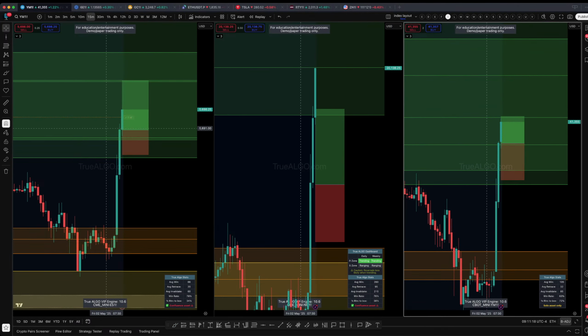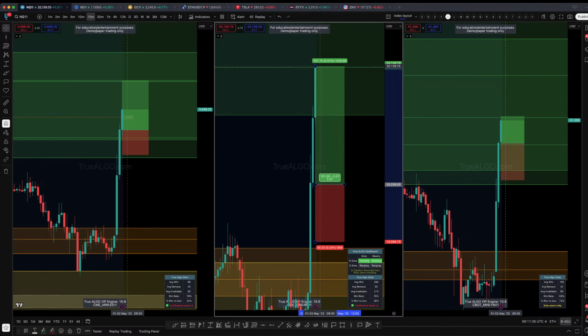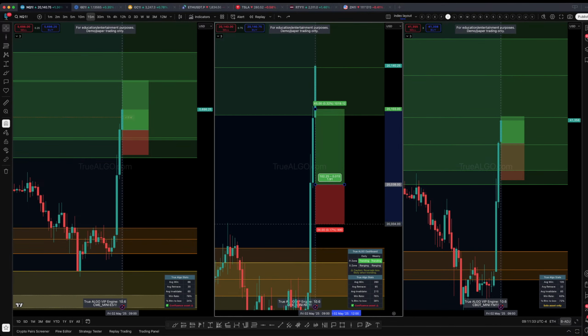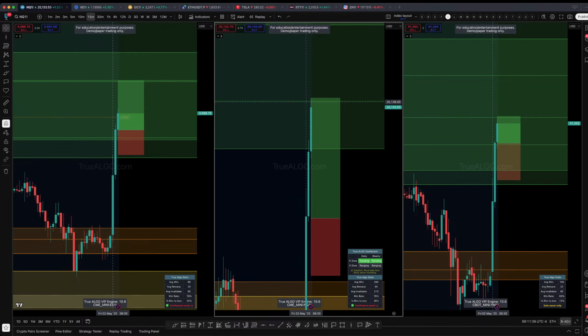The ES looks like it's up roughly 8.5, 9 handles. And look at the NQ. It's just freaking glorious, man. What was 65 handles is now 100. Guys, if you just set your stop loss to break even and let your runners run, that is an extra 40 handles. And look, the next line by True Algo is hit.